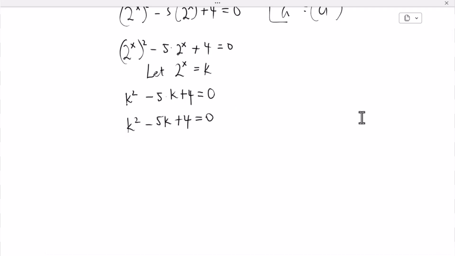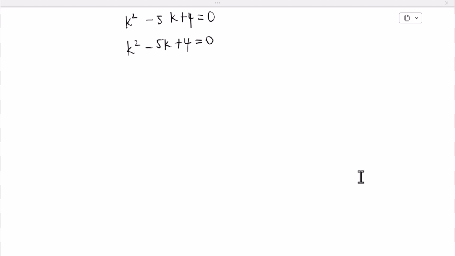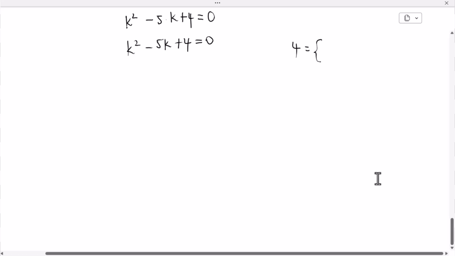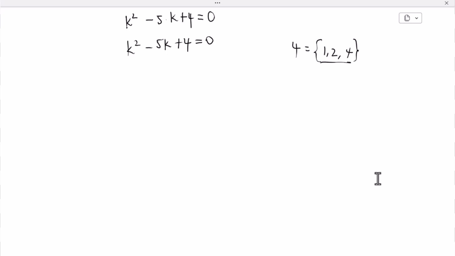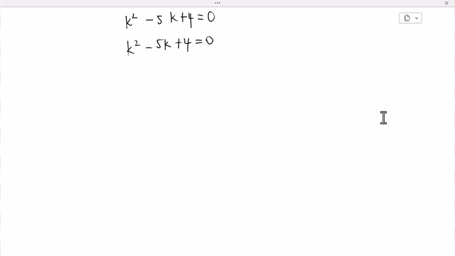Now in solving that, we're going to have the factors of 4. The factors of 4 are 1, 2, and 4 itself. Now out of these factors, which of the numbers can we add to get 5? So obviously that is 1 and 4. When we add 1 and 4, we get 5. So now let's do this. We can have k squared minus 4k minus k plus 4 is equal to 0.